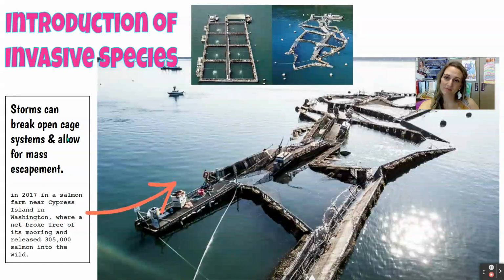This can also happen. So a storm could cause this. This did happen in Washington in 2017. Oh gosh, it's time for yawning. 305,000 salmon were released into the wild, and just clicking through some of these pictures a little bit, I found that there was some litigation following this happening. So this is what it looked like, and then what happened after.